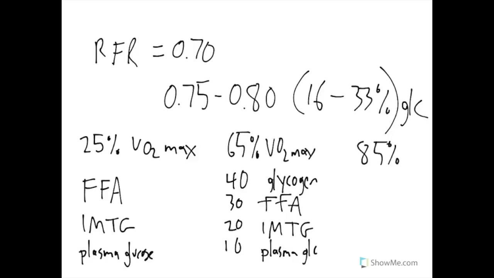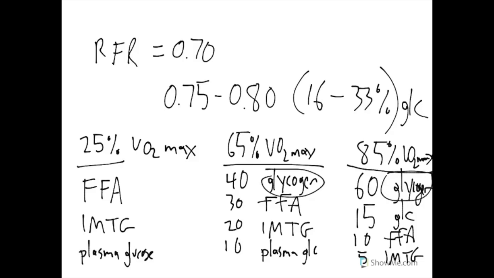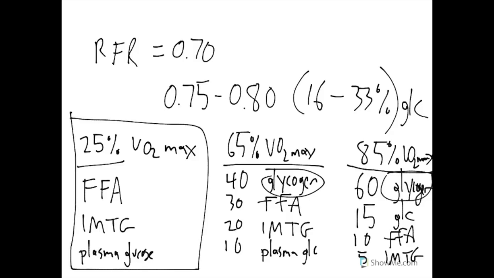And then when we get to very, very high intensity exercise states, such as 85% of our VO2 max, we're at, again, in rough terms, maybe roughly a 60-15-10-5 split here of glycogen, plasma glucose, free fatty acids, and intramuscular triglycerides. So you can see that as our energy needs increase at much higher exercise intensities compared to a lower, we are using a heck of a lot more glycogen. And you could see at rest or very low intensity states, at 25%, there is no glycogen use at all.